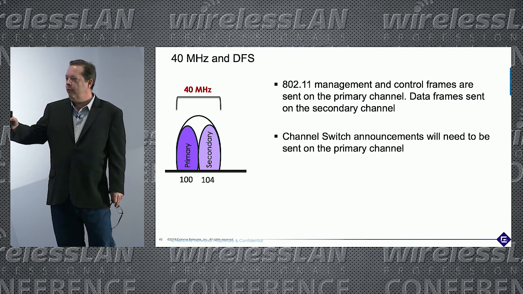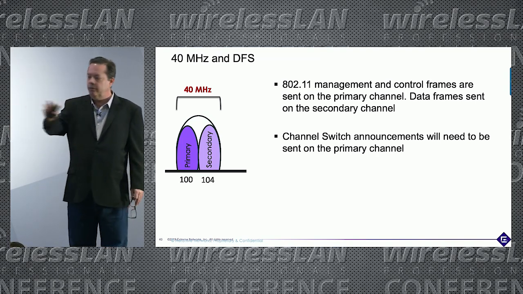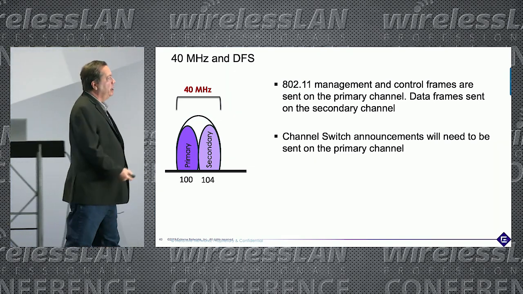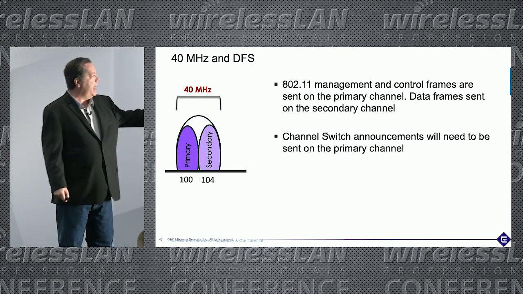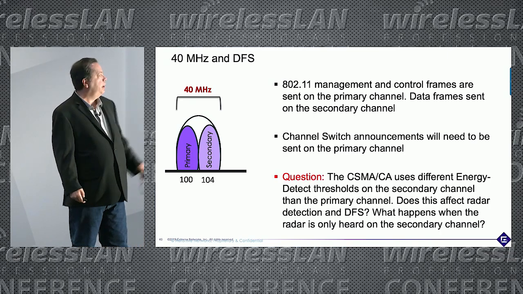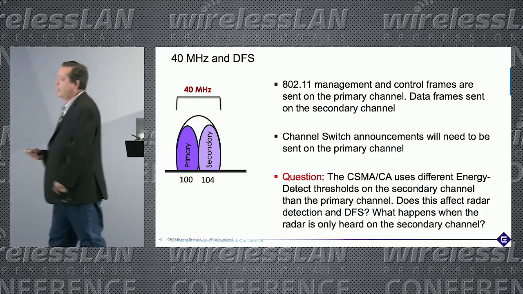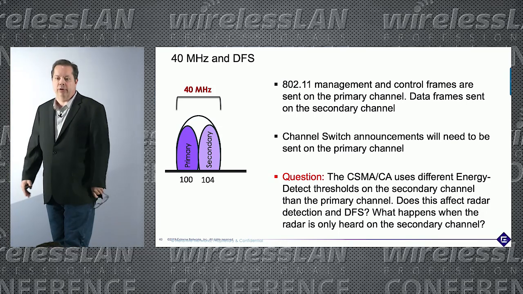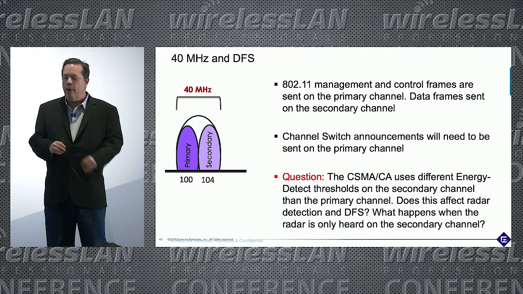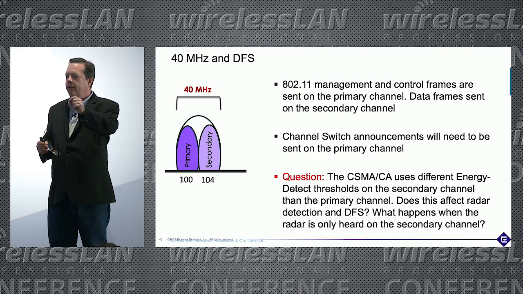I did a little testing with 40 megahertz. I didn't do 80 megahertz testing because I don't care about 80 megahertz, and I hope the rest of you don't either. But what I wanted to know, number one, is what would happen if the radar pulse was on the secondary channel, because CCA uses different energy detect thresholds on the secondary channel than the primary channel, okay? Just for interference in general. So my worry was, what happens if there's a radar pulse in the secondary channel?